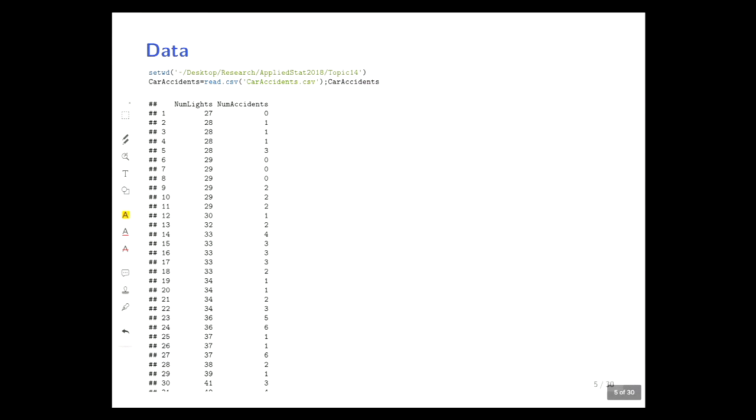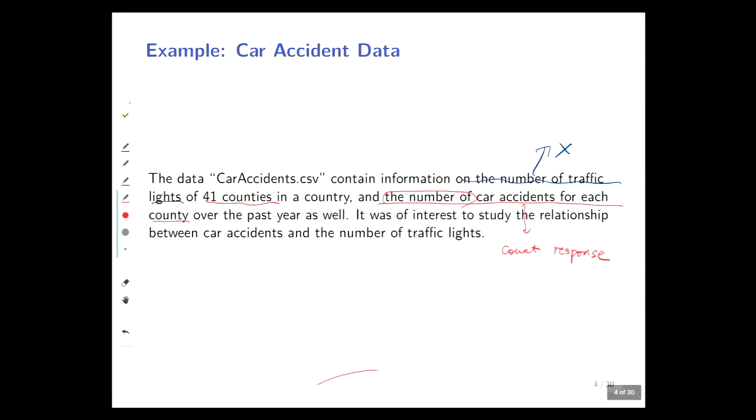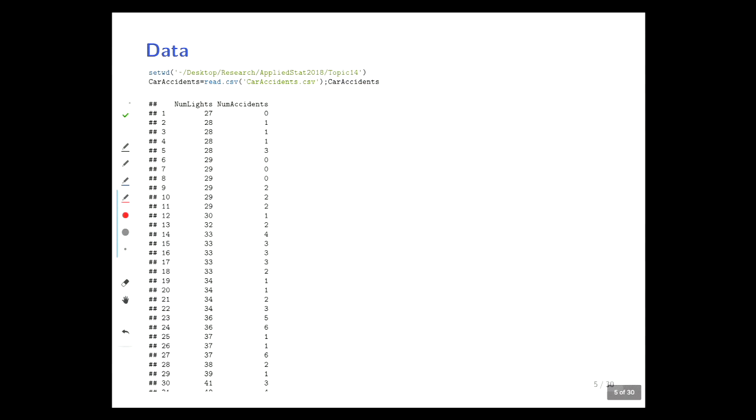So let's first have a look at the data set. So this is the data set. We have 41 counties. Obviously we can only show 30 counties in this page, sorry about that, but we actually have 41 counties. For each county, we have the number of lights, and also the number of car accidents. You can see we usually have a very small number of car accidents, because the probability of a car accident is not very large. That's a feature of this kind of data set.